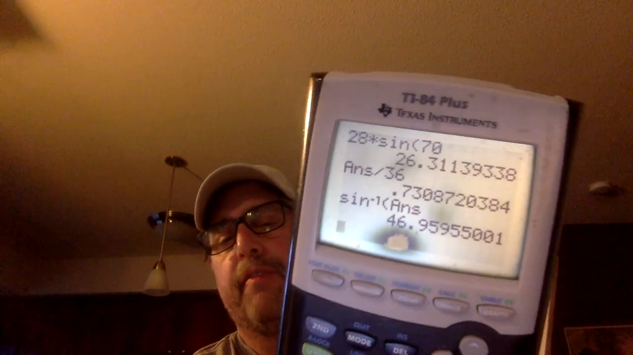And I'll get the sine of b equals that answer. So I'm taking 28 times the sine of 70, hitting enter, and dividing by 36. Well, hang on. That angle is not going to be 0.7. I can find the angle, it only takes a second. You go second sine of that answer, and we get 46.95. You'd round that to 47.0, and it would be 47 degrees.